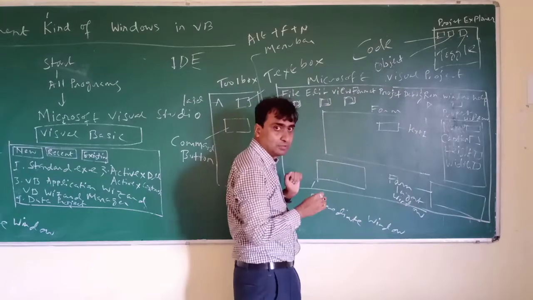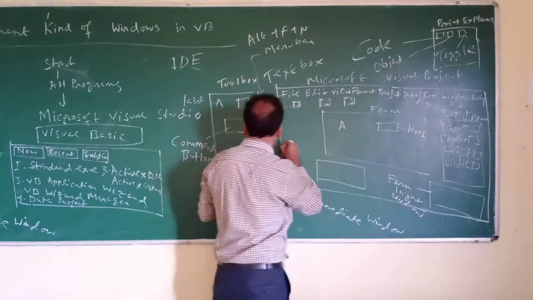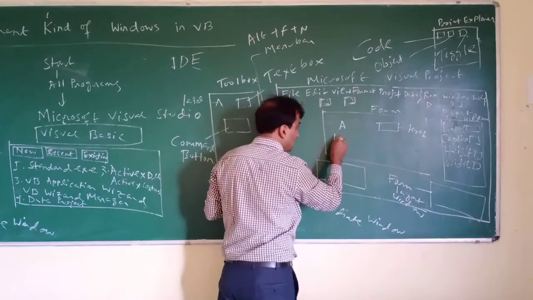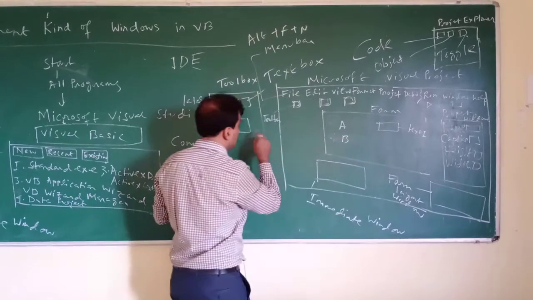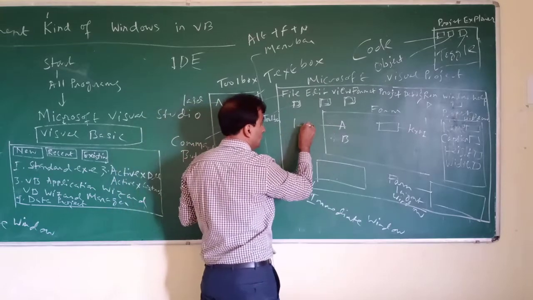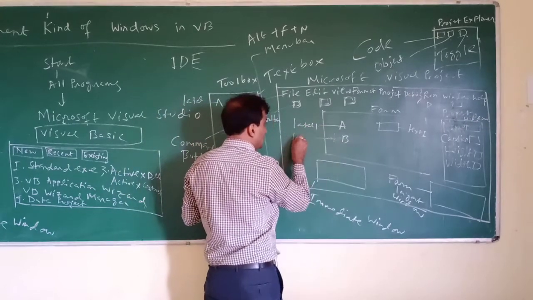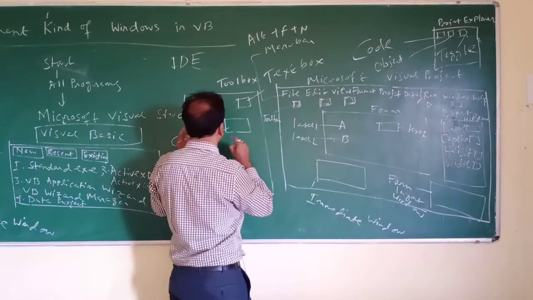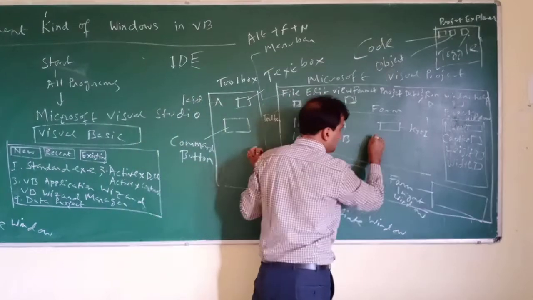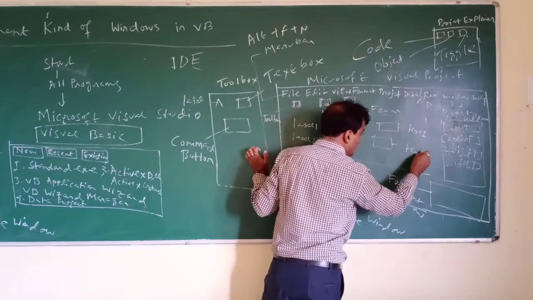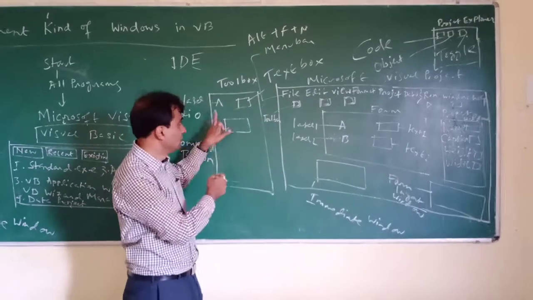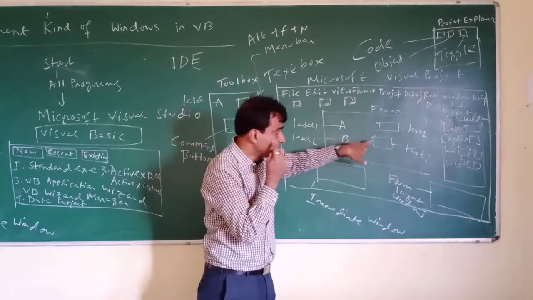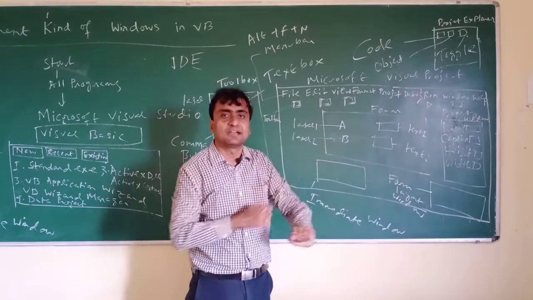Now I'll rename this. I'll make it as A. Similarly, I'll drag this. This will be Label2. I'll rename it as B. That is Label2. This is your Label1. This is your Label2. Then again I'll drag this. This is Text2. So what am I doing here? The tools I'm dragging and dropping on the form for design.